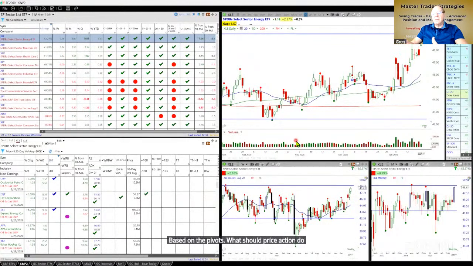Price action is a reflection, as I told you, of what other traders are doing and what are their beliefs. So clearly, institutions believe that energy is the place to put money because it just started this advance. Look at the moving averages. So we use moving averages as a visual aid. Think about what it should do.